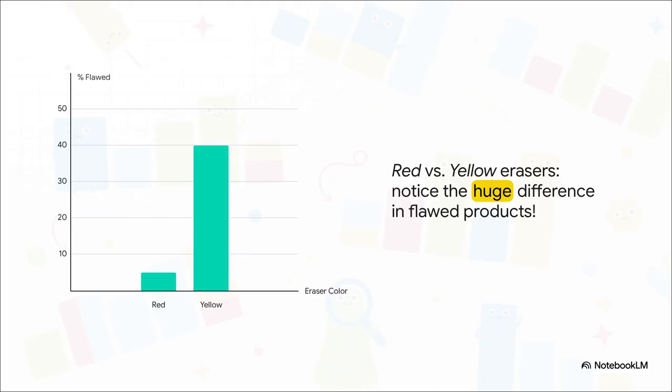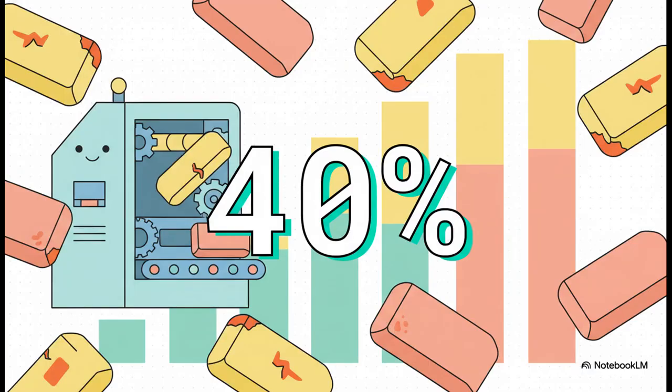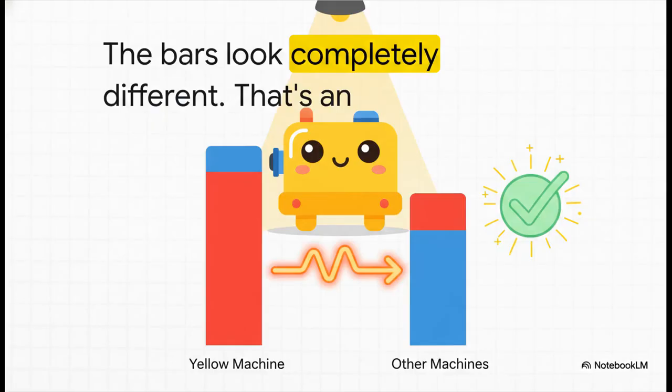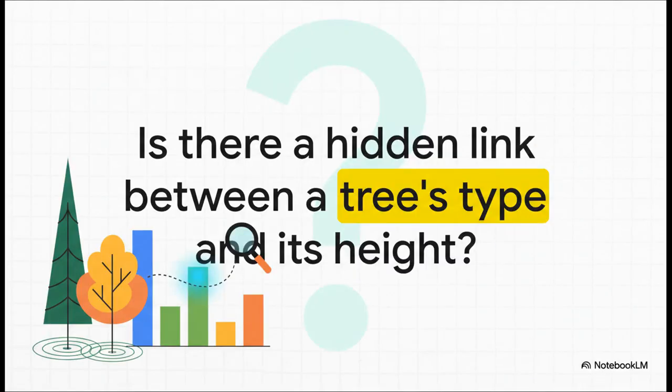But then, you look at the yellow machine's bar, whoa, it is telling a completely different story. That giant red chunk of flawed erasers is a huge giveaway. A whopping 40%. 40% of the erasers from the yellow machine are totally messed up. So here's the key. The bars look completely different from each other. That's it. We found it. There's a clear association between the yellow machine and the broken erasers. Mystery solved.